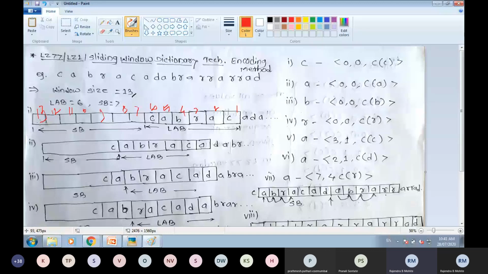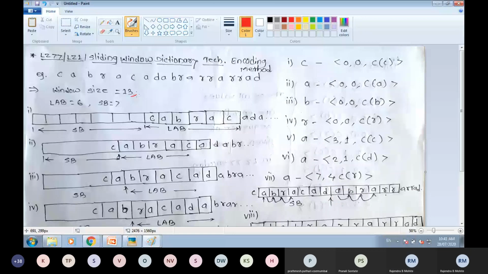Why is it called a sliding window? Because you have to move ahead one by one, or move ahead based on the situation, slowly, or slide ahead. That is why this window is called a sliding window. One more important thing is that the size of this window is fixed. It has a size of 13.